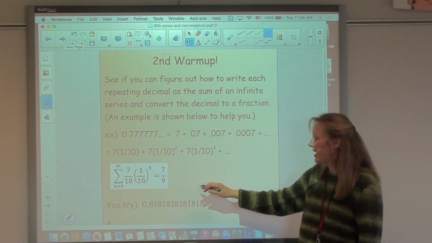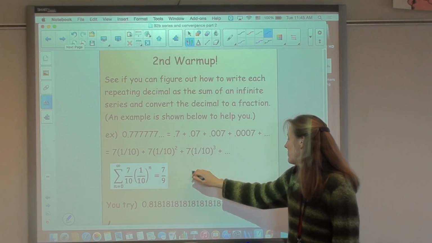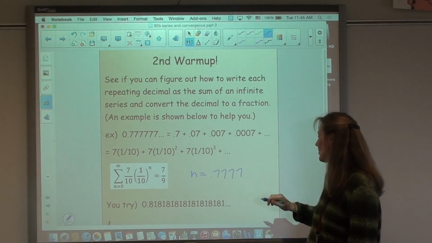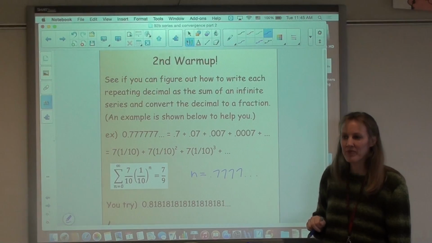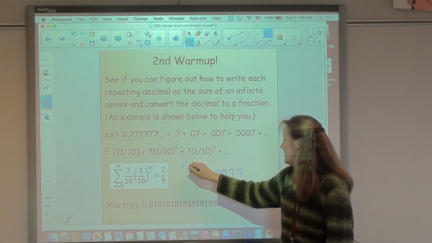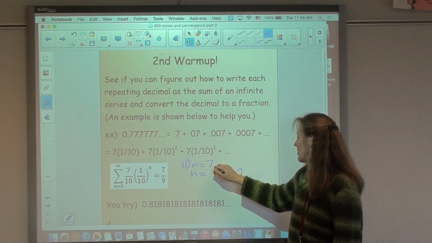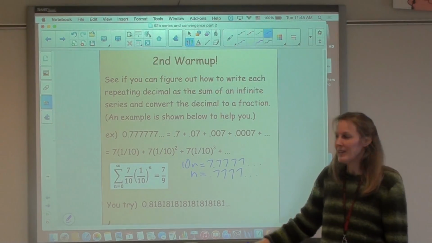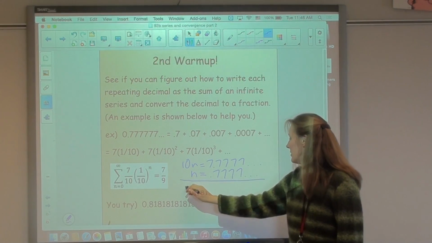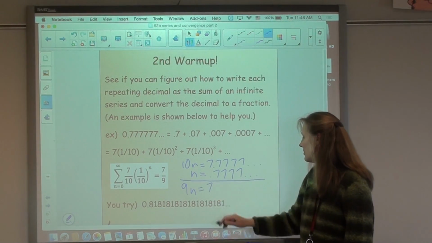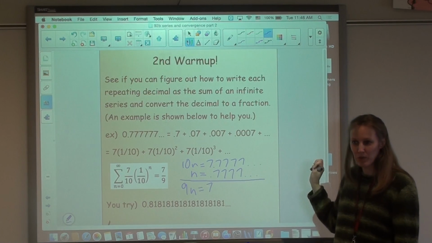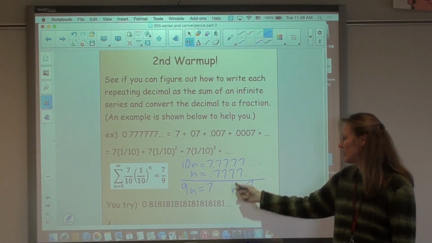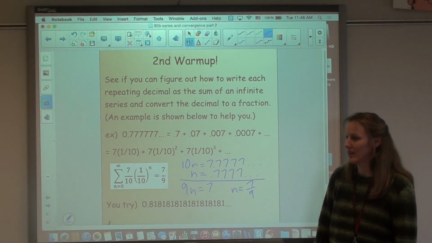Right? Okay, so you let n equal 0.7777 forever. And then you just make 10n equal 7.7777 forever, right? And then you just subtract down. So you get 9n equals 7, because all the 0.7s forever will be gone. So your n is 7/9. And since n equals that, right?